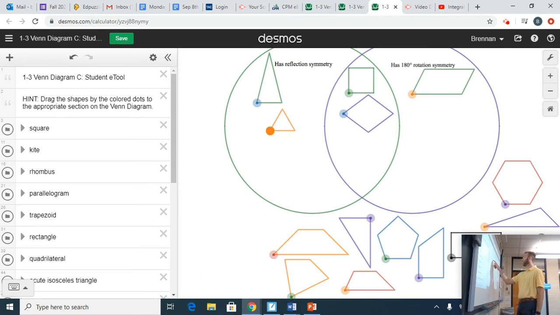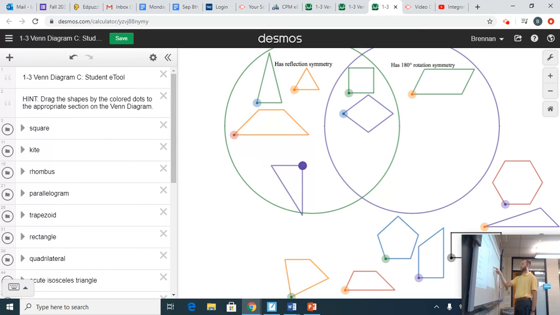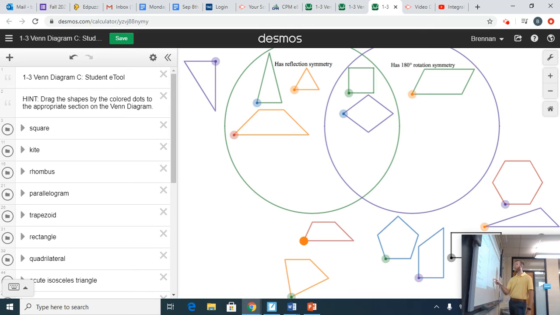This has reflection symmetry, but it doesn't have rotation symmetry. Again, if we rotate it upside down, the triangle is going to be pointing down. This has reflection symmetry, but it does not have rotation symmetry. The top and bottom sides have different lengths, so that won't be the same. This doesn't have reflection symmetry or rotation symmetry, so we're going to leave that one out. This, likewise, has no reflection symmetry and no 180-degree rotation symmetry.